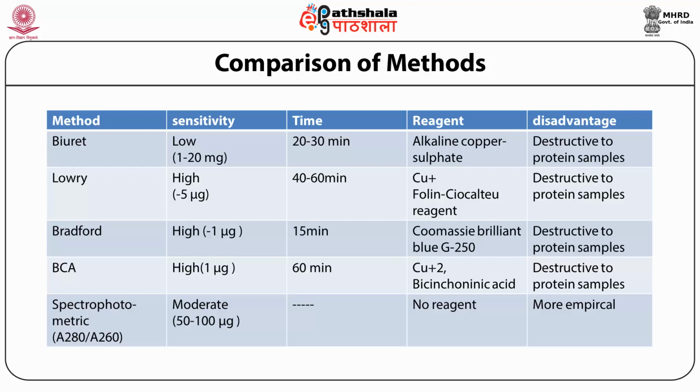The Bradford method is relatively highly sensitive. It can estimate up to 1 microgram of protein and requires less time, about 15 minutes, and the reagent is very simple, Coomassie Brilliant Blue G-250. The BCA method is also very sensitive, although it requires more time, but it is a highly specific method. The other method is the spectrophotometric method. It is simple, but it requires a relatively high amount of protein, and no reagent is required, but it is a more empirical method.